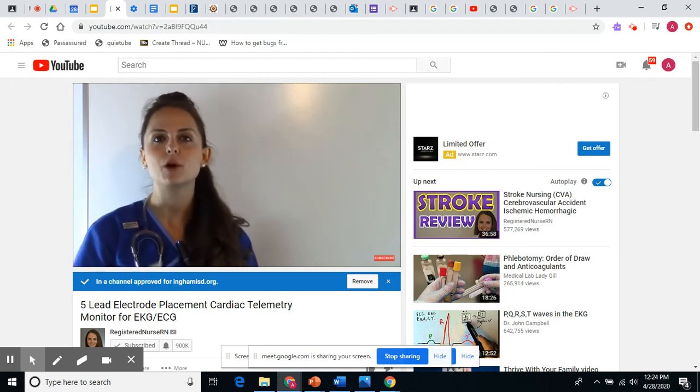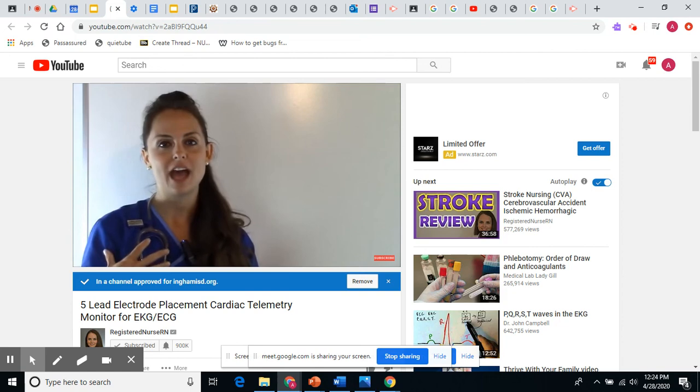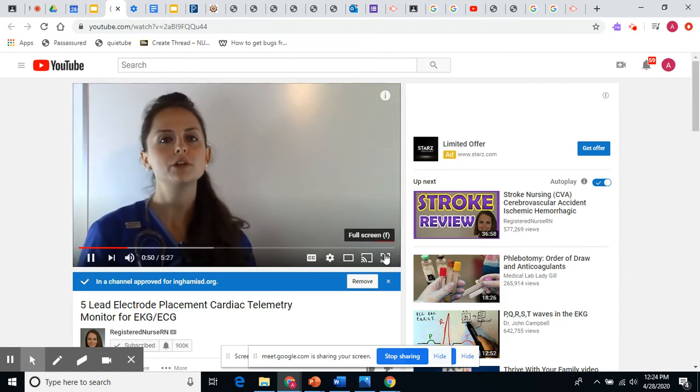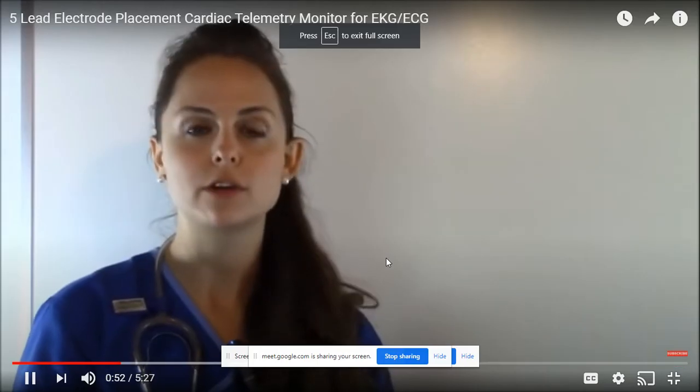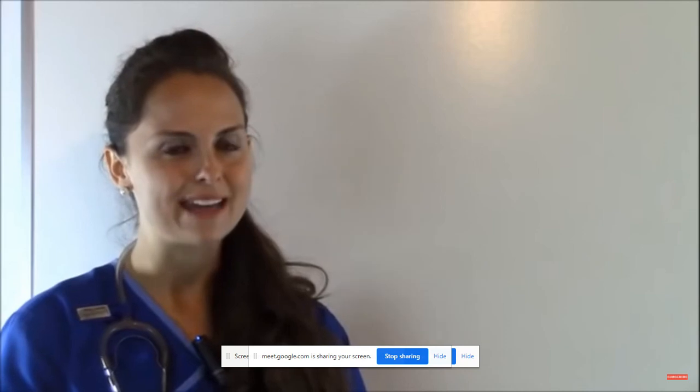So here in a second, I'm going to give you a great way on how to memorize those colors. And I'm going to show you exactly where those little stickers go on the chest. Now, before you place a monitor on a patient for a telemetry monitor, you'll first want to prep the skin properly, because if you don't prep the skin properly, you may get a really bad connection.